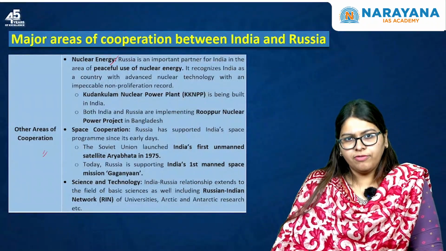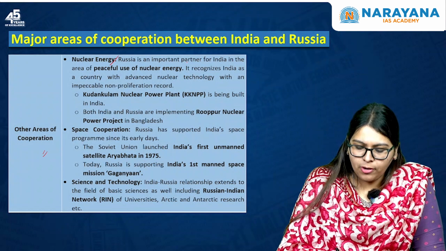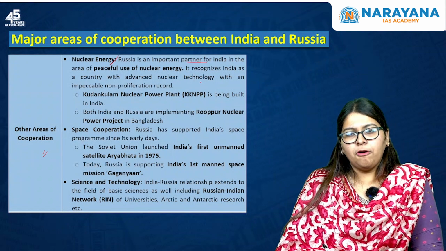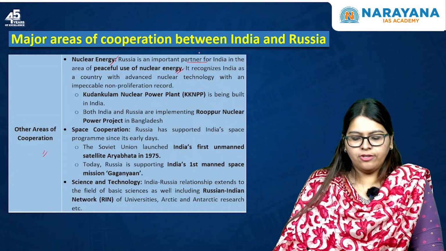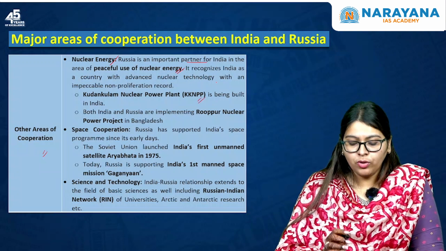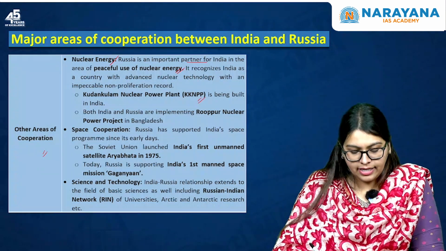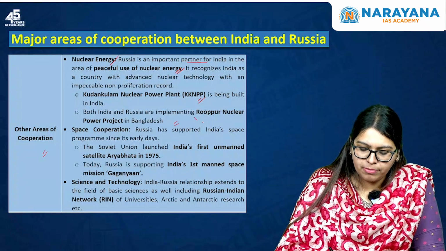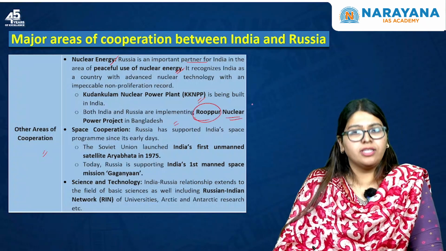First one, in terms of nuclear energy, Russia is an important partner for India in the area of peaceful use of nuclear energy. And also, if you see the KKNPP, that is the Kudankulam Nuclear Power Plant, it is being built in India, and both India and Russia are implementing the Rooppur nuclear power project in Bangladesh.